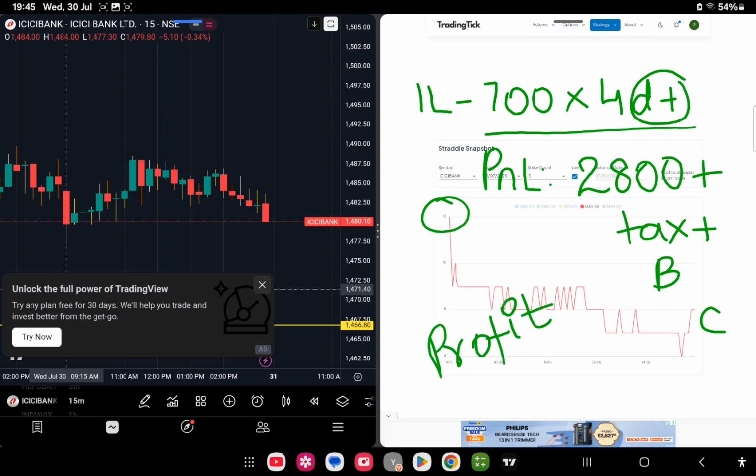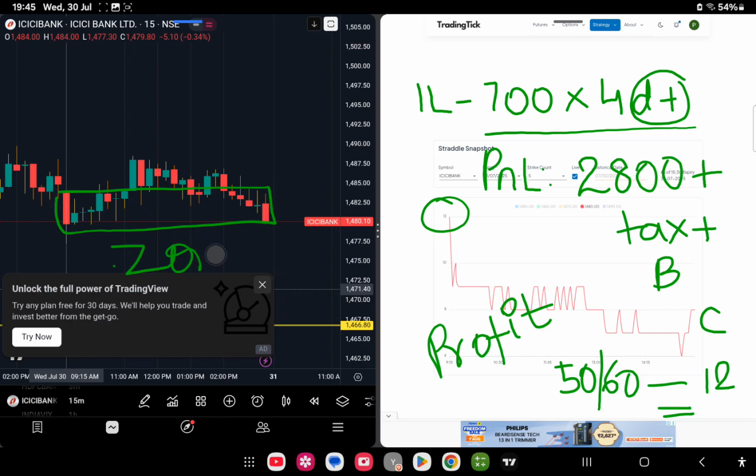Okay, so almost from 50 to 60 the straddle came down to 12. So this is how you experienced a decay, and then almost you could see market was inside the zone.